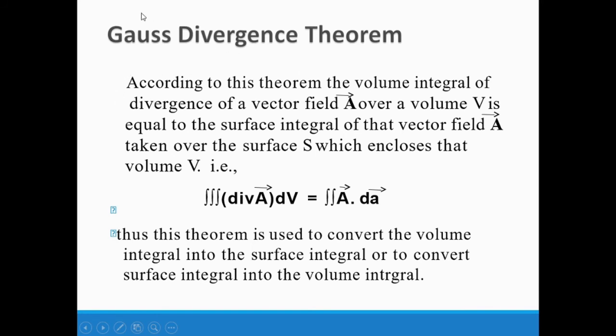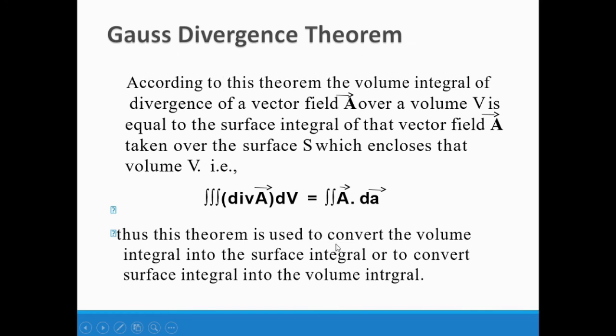Gauss Divergence Theorem. Using the above divergence theorem, we formulate a theorem called the Gauss Divergence Theorem. According to this theorem, the volume integral of the divergence of a vector field A over a volume V is equal to the surface integral of that vector field A taken over the surface S, which encloses that volume. So any surface integral of any vector can be expressed as a volume integral using divergence, hence the name Gauss Divergence Theorem.